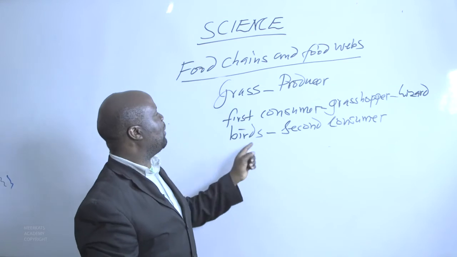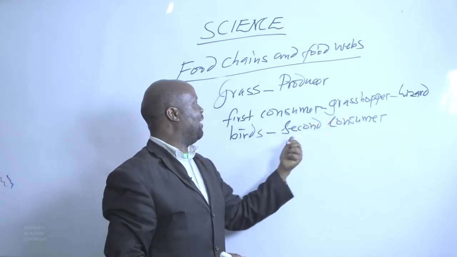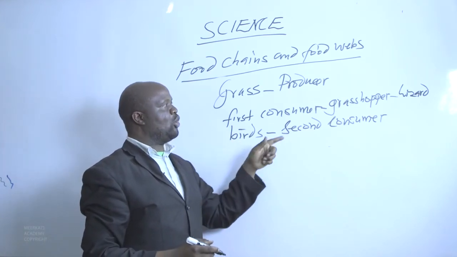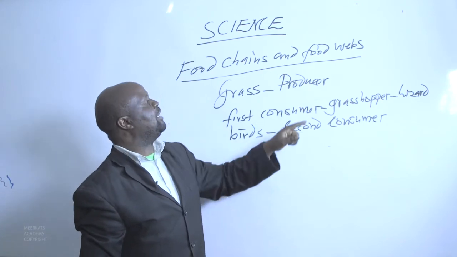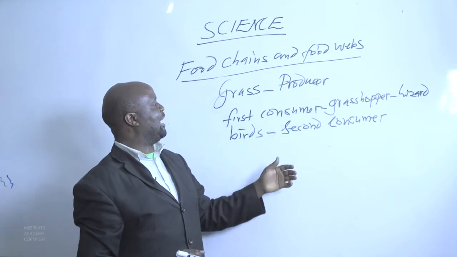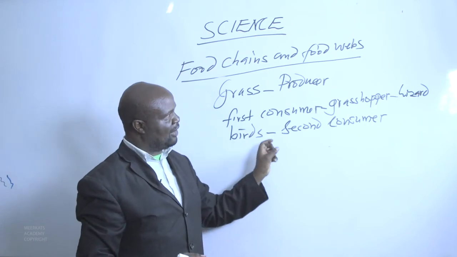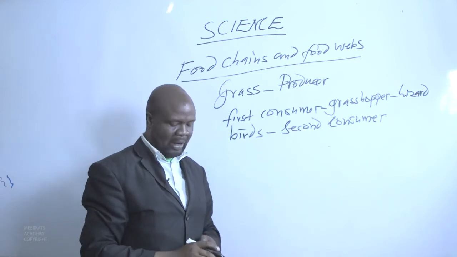Now the second consumer will not be the bird, but the lizard will be the second consumer, and then you will find that the bird becomes the third consumer and no longer the second, because between the grasshopper and the bird there is a lizard. So we are introducing another consumer altogether. The bird will no longer be the second consumer, but a third consumer, because the lizard has taken up that position.